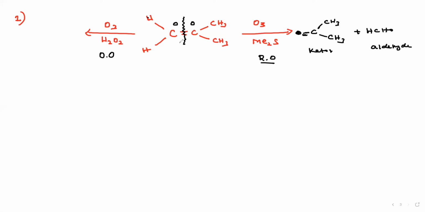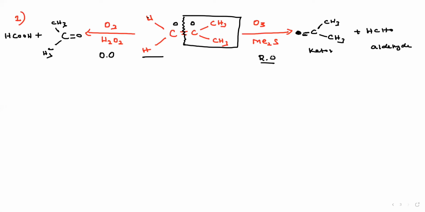Listen: in the case of reductive, you get ketone plus aldehyde. In the case of oxidative, you get ketone plus acid. The ketone is the same. Up here, the double bond gives a ketone. Now what is going to happen? This aldehyde is going to become an acid, that is HCOOH.